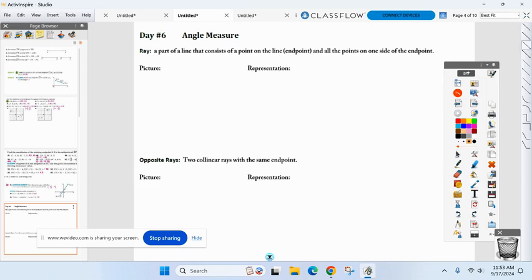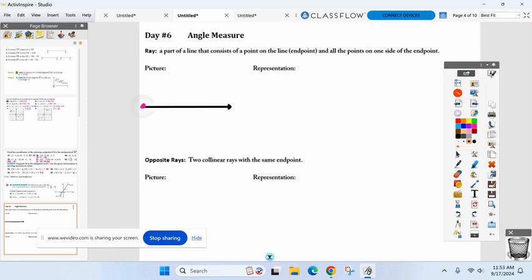And this is an endpoint right here. So let's label this A, B, C. Remember when I had you do a line, you wrote line and then put any other points underneath it. When I did line segment, you put the endpoints underneath. For a ray, you've got to be careful how you name it.